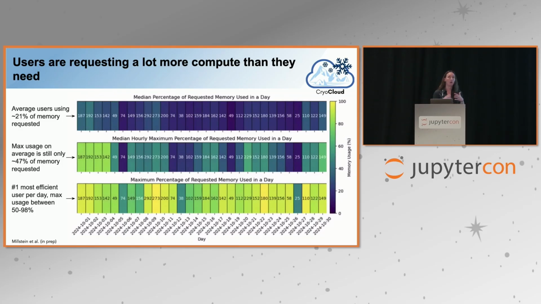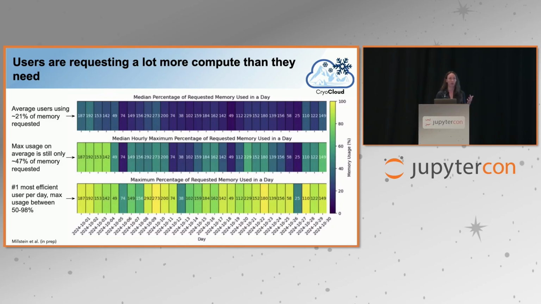But you may think most users request the amount of compute that is the max amount that they're going to need for a notebook. And so we've computed that at the bottom, in the middle line there. This looks at the median of the maximum that each user is using, and still our users are only using at most 50% of the memory that they've requested. And then along the bottom line, we're seeing what the number one most efficient user has used, and max usage is between 50% and 98%. So even our best users are not always doing a great job.